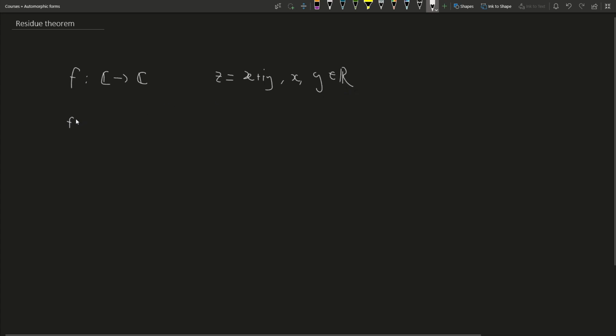for x, y real numbers. And f I'm going to write as having a real part u and an imaginary part v. So here u and v are functions from C to R. And I'm going to define f holomorphic. So I'm defining holomorphic here.